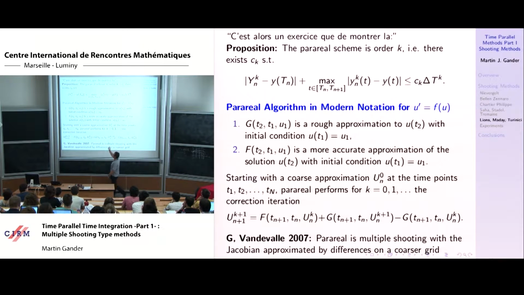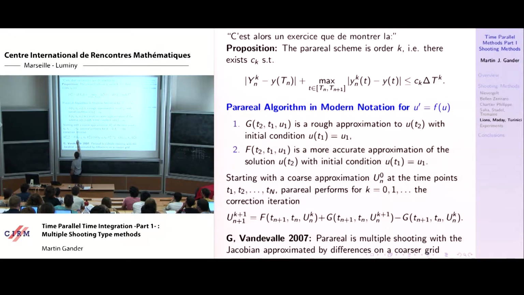Now this method can be written in another form, which has established itself in the years following this publication, because there was a lot of interest in this method. And the best way to write it is as follows. So I go back to my notation u prime equals f of u that I want to solve.